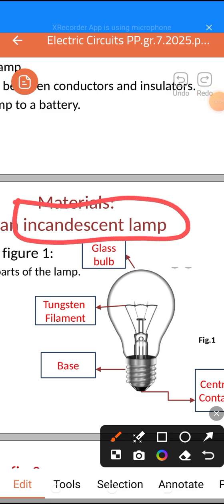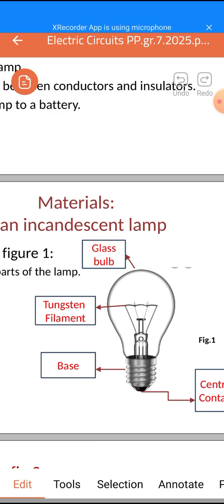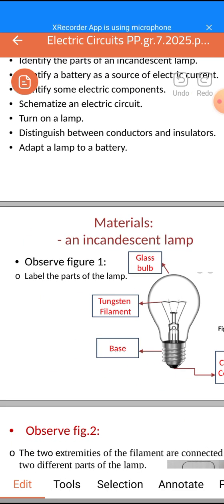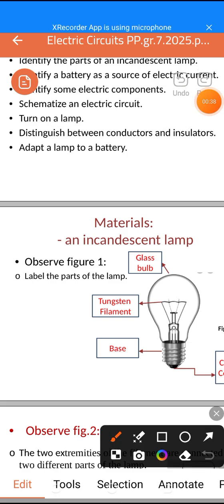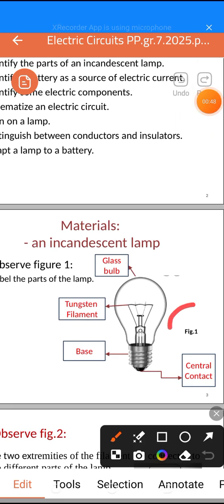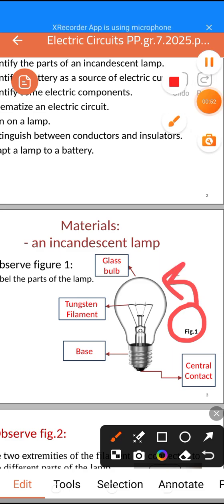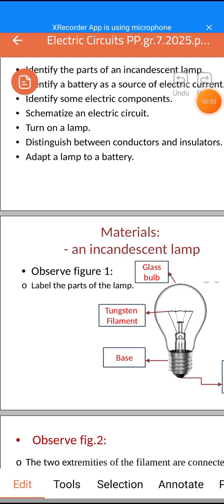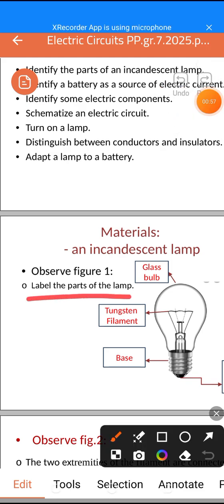Incandescent lamp means shining lamp, and this is the incandescent lamp. Let's see its parts. So first, observe figure 1. Observe means look carefully at the figure. This is figure 1. We have an incandescent lamp. The question is, label the parts of the lamp. Label means we have to assign the parts of the lamp on the figure.